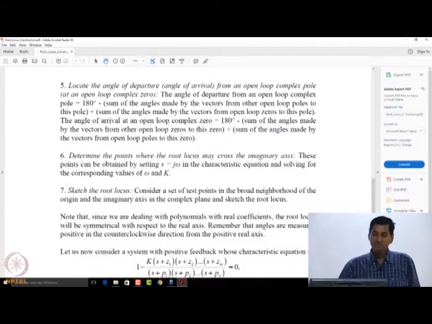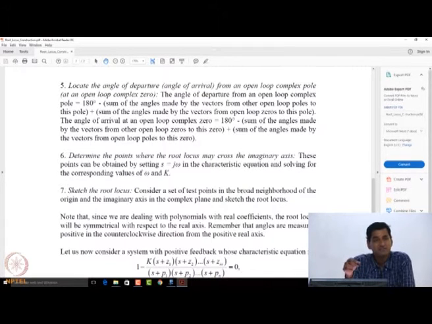The next step was to figure out the angle of departure from a complex pole or the angle of arrival at a complex open loop zero. We figured out the formula, and we did an example yesterday to see how we can calculate it.